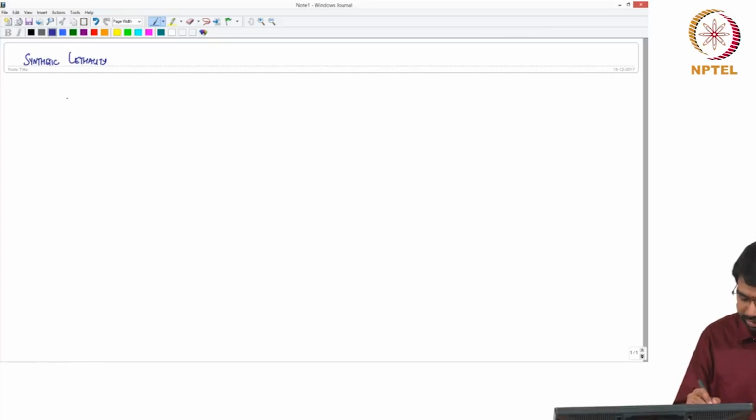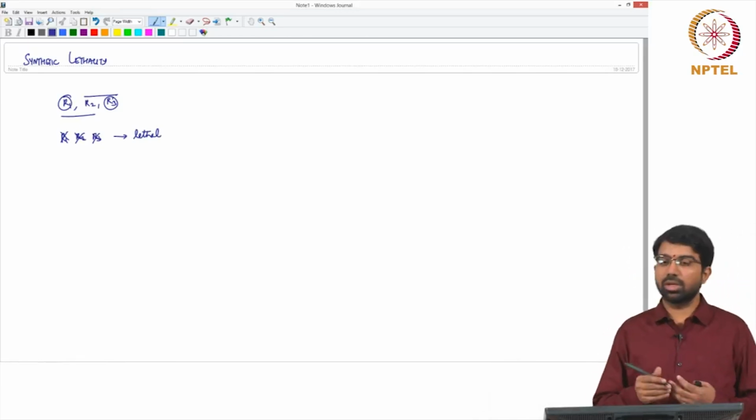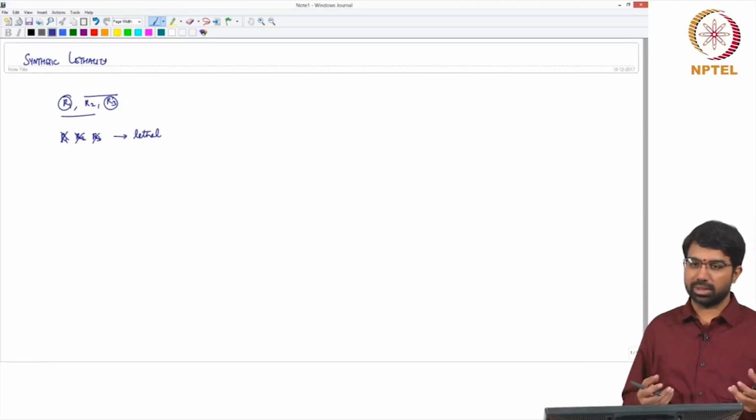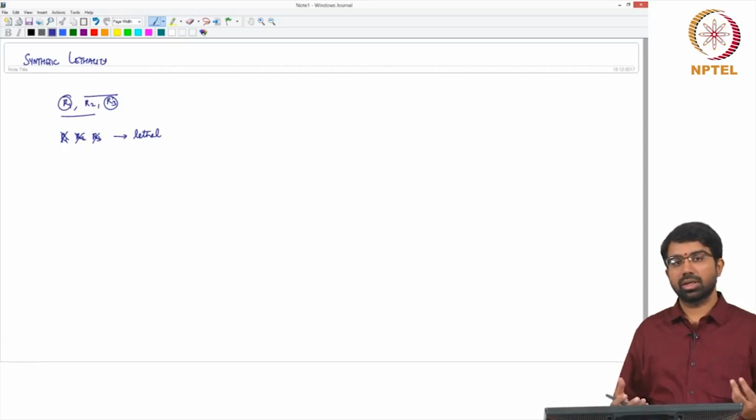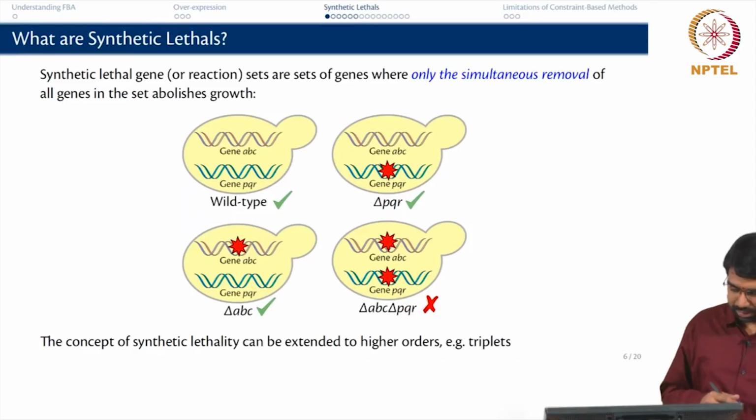Let us say there are reactions R1, R2, R3. When you remove these two nothing happens, when you remove these two nothing happens, when you remove R1 and R3 the organism continues to survive. When you remove R1, R2, R3 it is lethal. You can also extend it to quadruplets as well. If you remove 3 at a time, 2 at a time, 1 at a time nothing happens. When you remove 4 at a time the organism no longer survives. This concept is known as synthetic lethality.